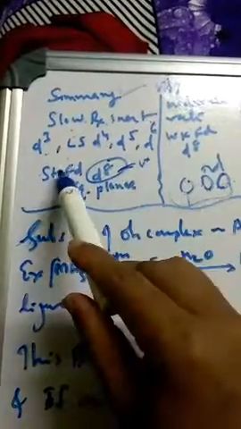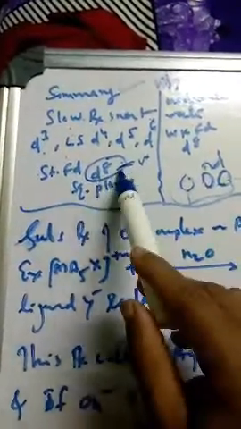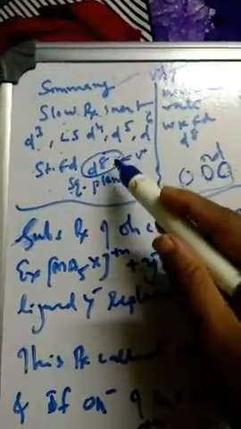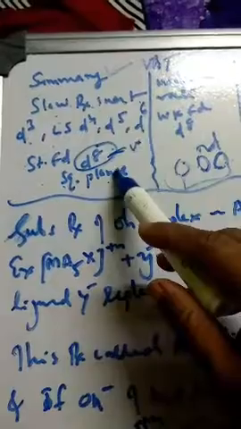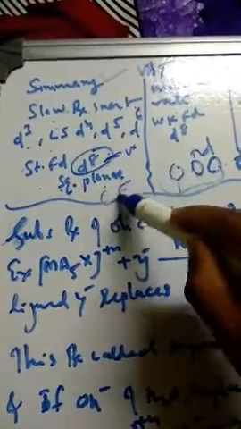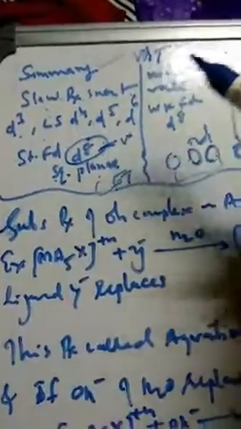An exception case is what? The d8 system from yesterday's class. Why does VBT fail here? Because in the strong field d8, the system is square planar and the reaction is slow and inert. But according to VBT, these d8 systems should be labile, but here it is inert, and this is the exception case. This is why VBT fails here, and that's why CFT comes into existence in the next theories.